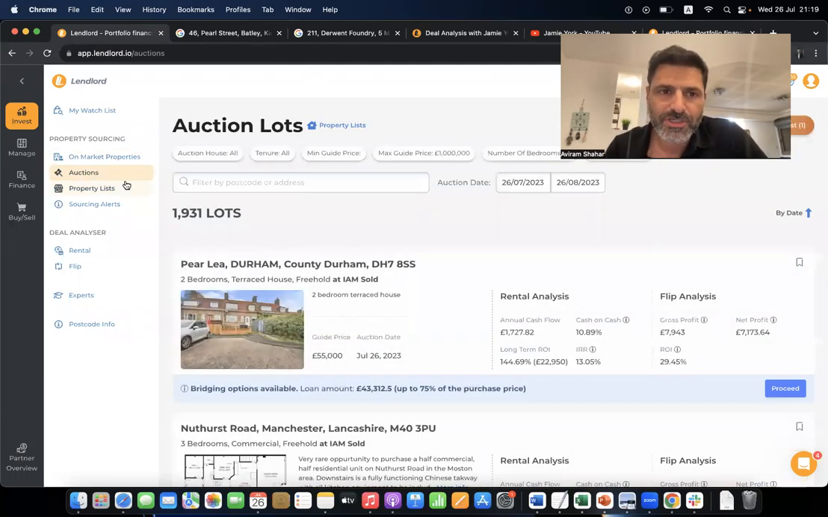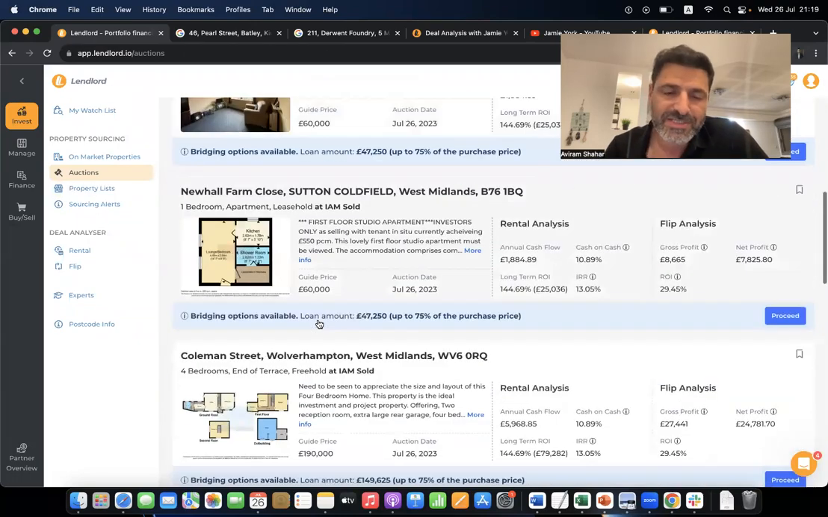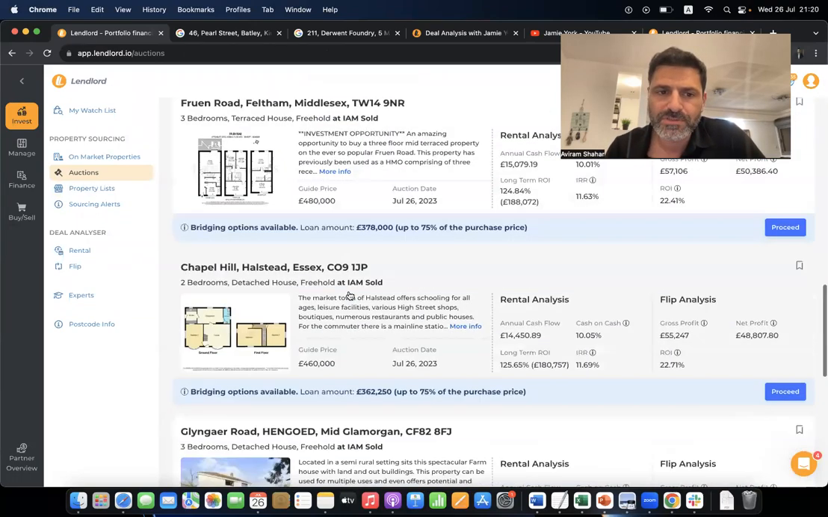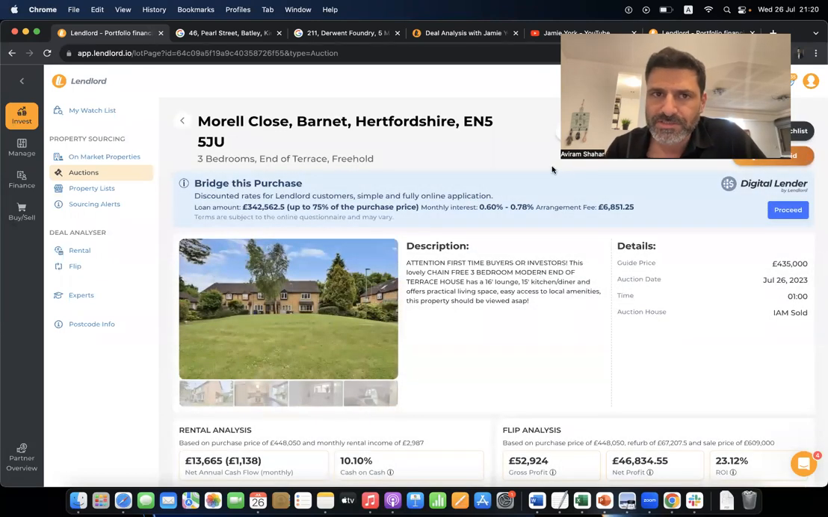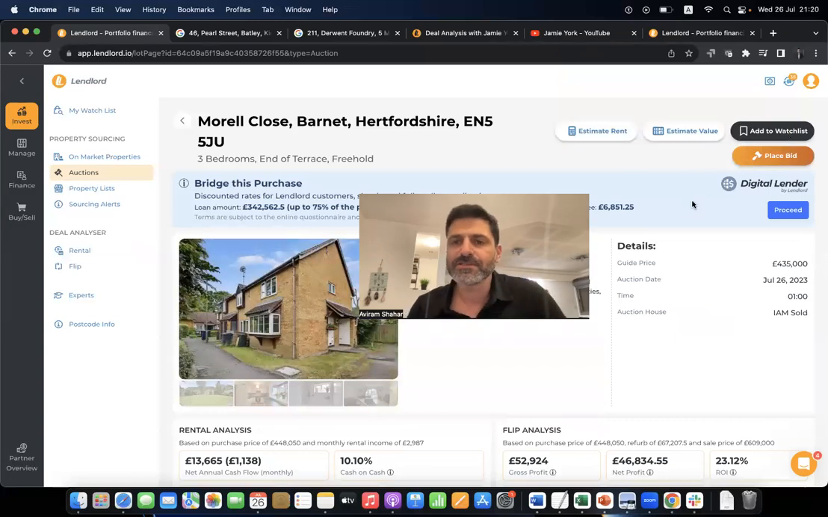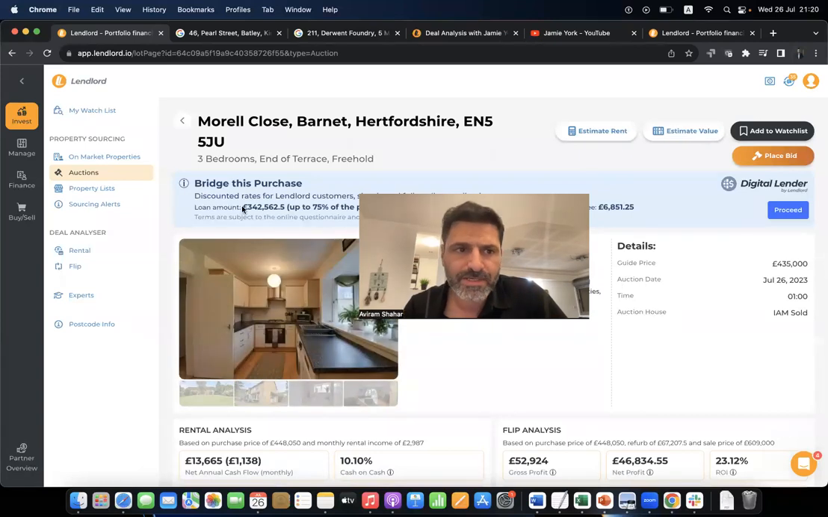Then you have in the auctions section, listings of auction lots from online auction houses. And you can see also the auction date. You can add it to your watch list. This is part of our premium plan. And if you add it to the watch list, you can get reminders before the auction date.